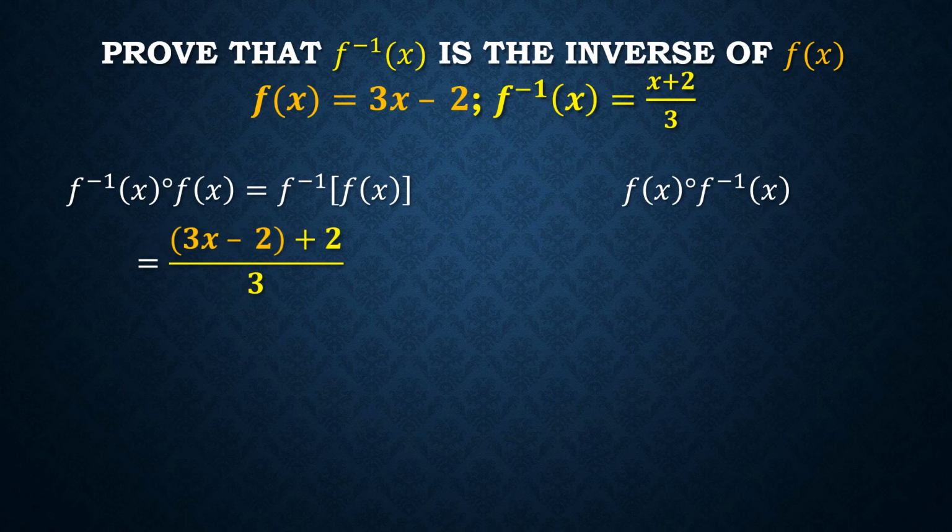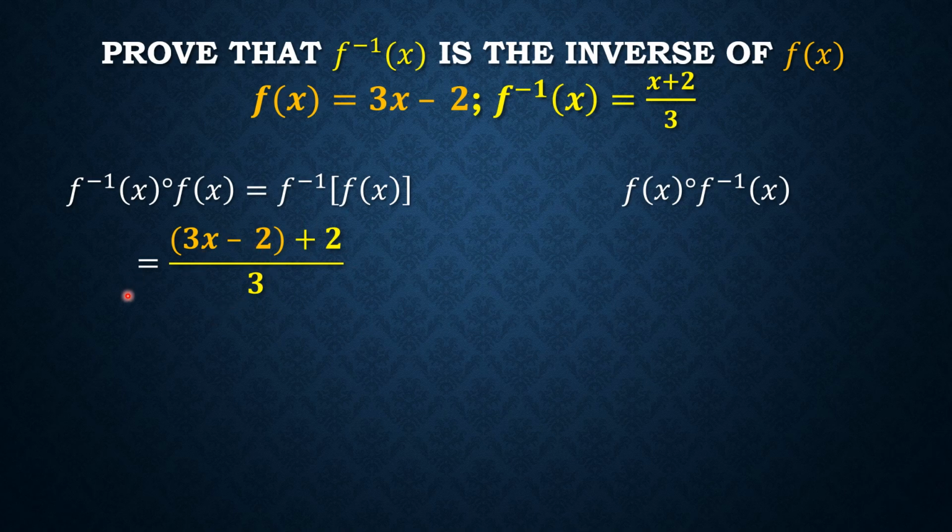So, using that one, since ang nasa outer na function is yung f inverse, titingnan natin yung f inverse. So, here's the f inverse, x plus 2 all over 3. So, lahat ng x dito, replace natin ng f of x, which is 3x minus 2. So, we will have the quantity 3x minus 2, and then plus 2 all over 3.